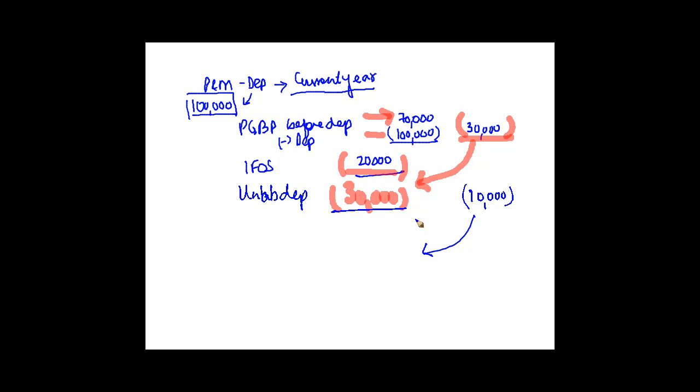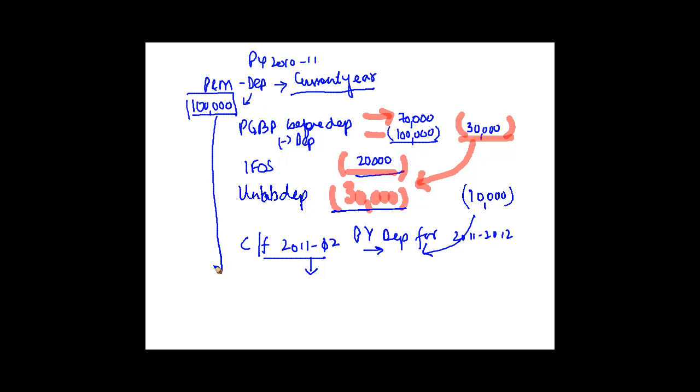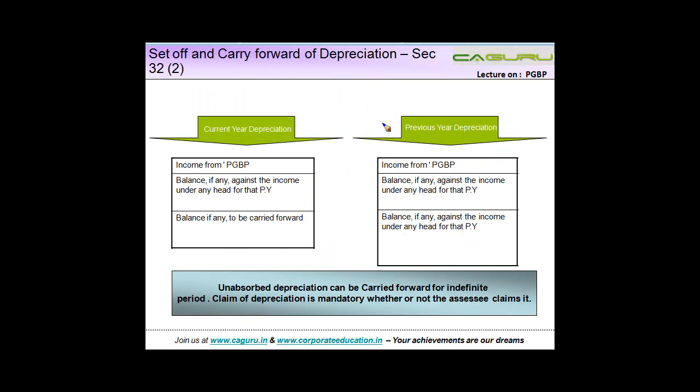So this number, which is my 10,000, I will carry forward. Let's say this was previous year 2010-11; I will carry this forward to 2011-12. And this depreciation, which has been carried forward, will become previous year depreciation for 2011-12. Why? Because in 2011-12 you will again have depreciation. Let's see what happens to this 10,000 when you carry it forward to the next year.